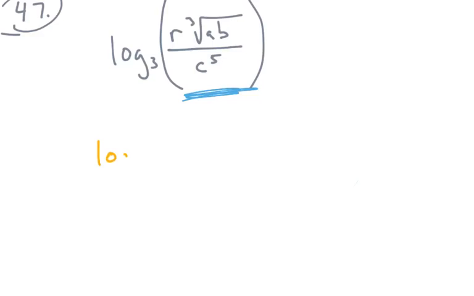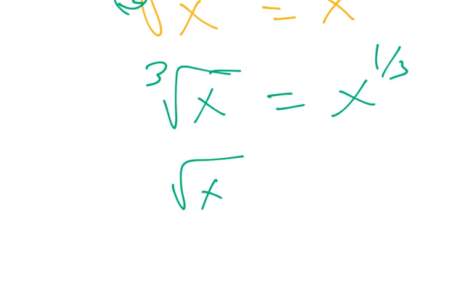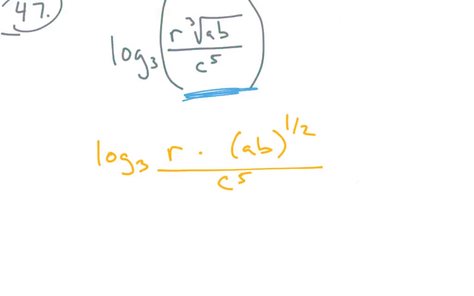First thing I'm going to do here is rewrite this as r times a to the b raised to the 1/2 over c to the 5th. If you don't know this already, anytime you take the square root of something, it's the same thing as being raised to the 1/2. Technically, there's a little 2 here, and that means your index is 2. So if I gave you, for example, the cubed root of x, that means x to the 1/3. If it's something like that, then that is just x to the 1 over y. Okay? So hopefully that makes sense.